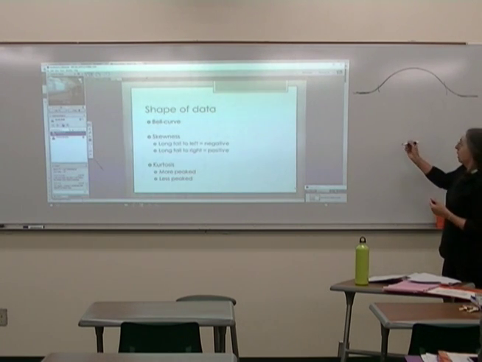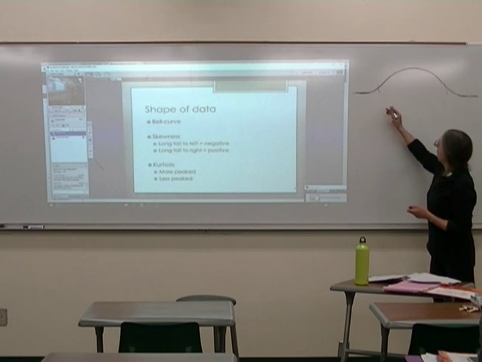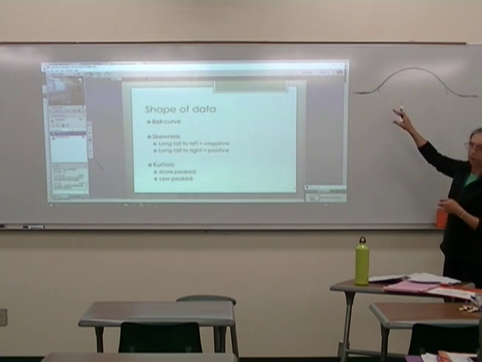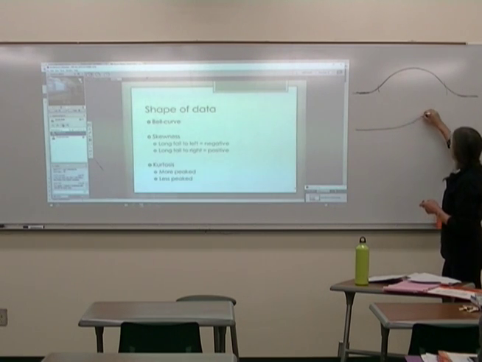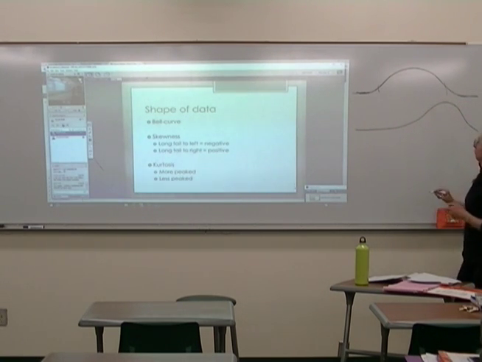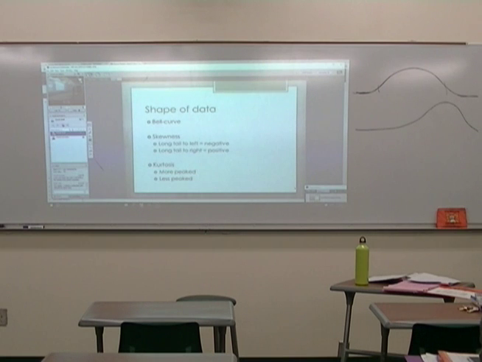So, that can mean that instead of having a normal bell curve, my data comes out looking like that. Right? And the majority of my data is lumped to one side. Okay.